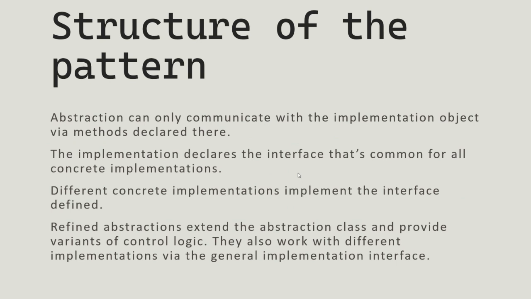Abstraction can only communicate with the implementation object via methods declared there, the methods we just talked about inside the implementation interface. The implementation declares the interface that's common for all concrete implementations. We're going to have one interface that's going to be implemented by probably multiple concrete implementations, and different concrete implementations implement the interface defined, and refined abstractions extend the abstraction class and provide variants of control logic.